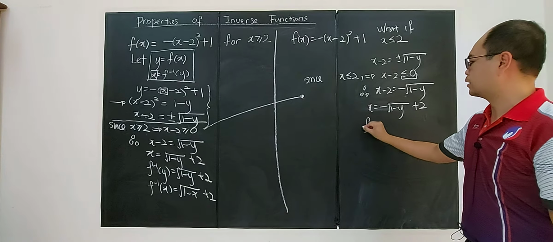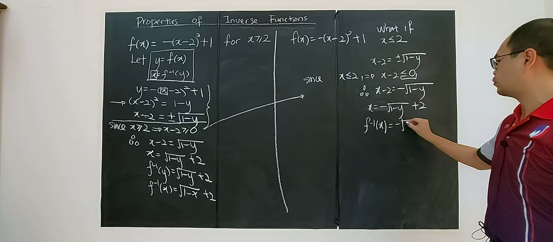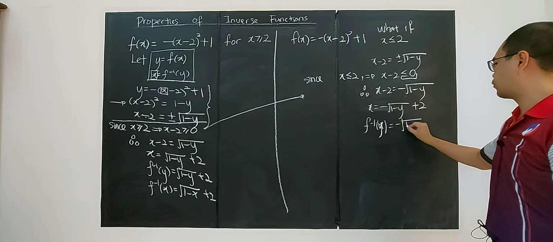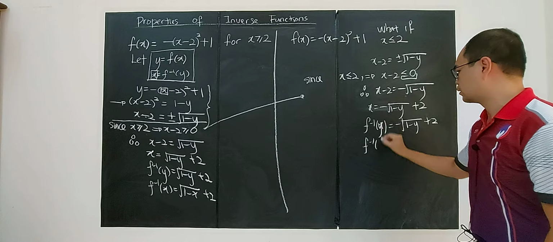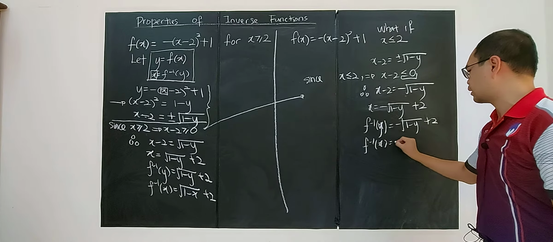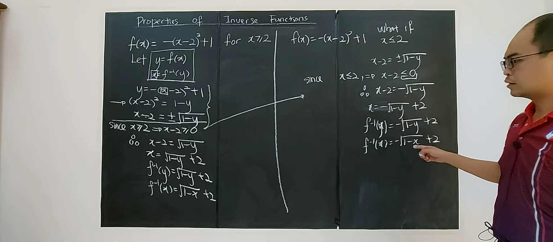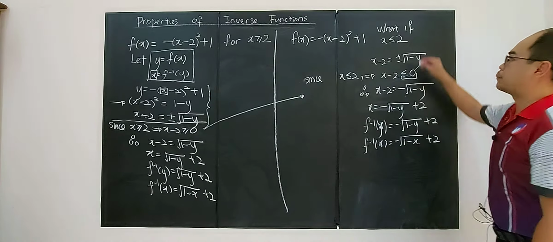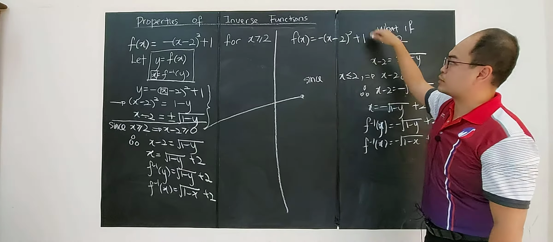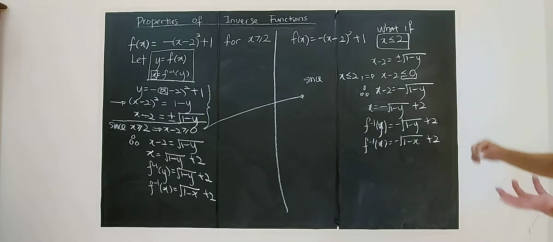And replace back here, you will have your inverse of x to be negative square root of 1 minus y plus 2. And later, you replace the y with x, and negative square root of 1 minus x plus 2 here. Can you see the difference? One will be positive, one will be negative, right? The inverse of the quadratic depends on the given domain, the restricted domain.